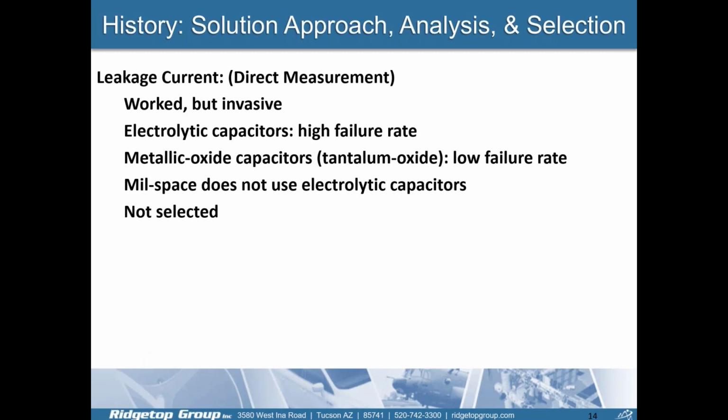Leakage current. We looked at this and we used a direct measurement to measure a leakage current, and it worked. But we decided that that's a little bit invasive because you have to actually disconnect connectors and put a meter in line with it, because you can't use an inductive or capacitive pickup since the leakage current is so small. Furthermore, leakage current is typically associated with electrolytic capacitors, which have a high failure rate. Metallic oxide capacitors have a much lower failure rate than electrolytics. But more importantly for us, military space applications don't use electrolytic capacitors. So therefore, this was a non-starter for us, and we decided to not go forward with an external solution.